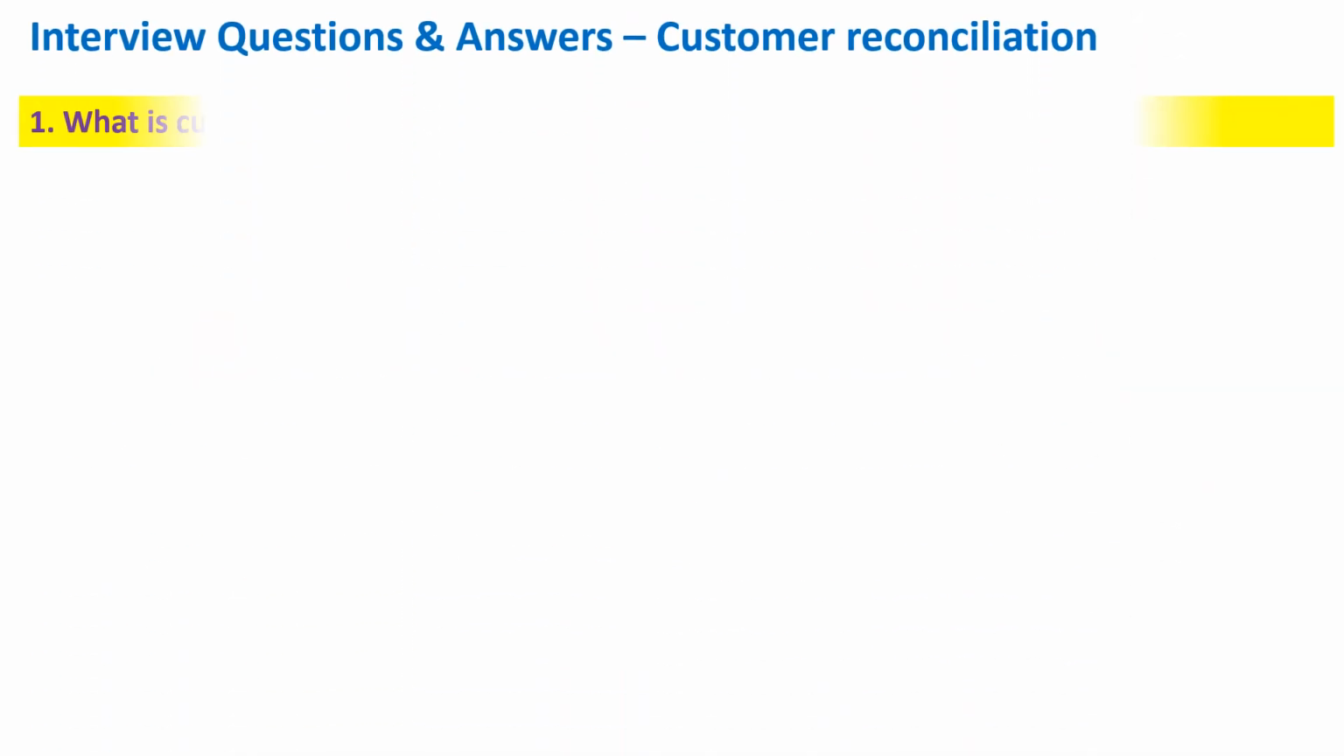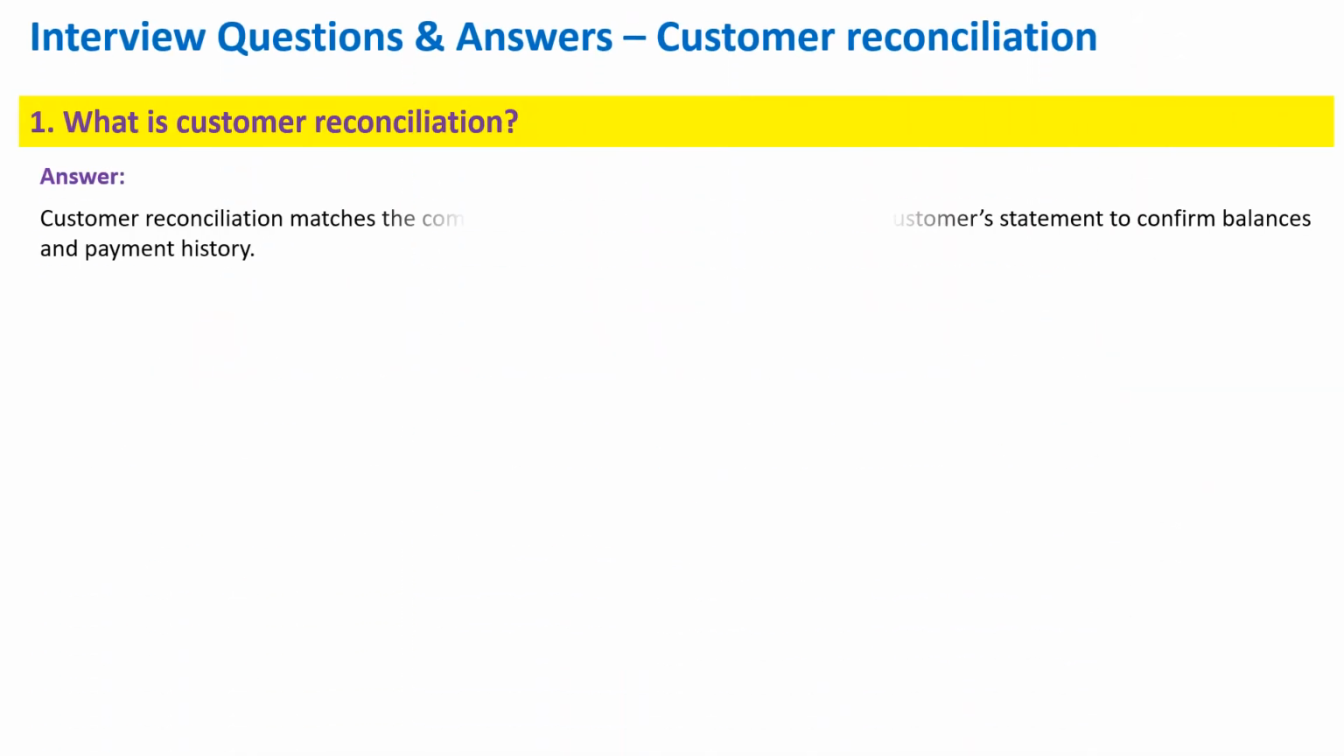Question number 1. What is customer reconciliation? Customer reconciliation matches the company's accounts receivable ledger to the customer statement to confirm balances and payment history. That means whatever balances you have in your books need to be matched with your customer's books of accounts. For the customer, you are the vendor, so you have to ask for the listing of activities or listing of invoices the customer has recorded so that you can match with your books of accounts and find out whether all the invoices have been recorded and paid on time or not.